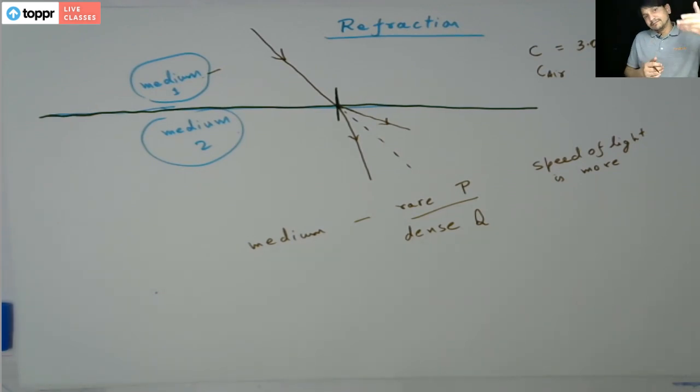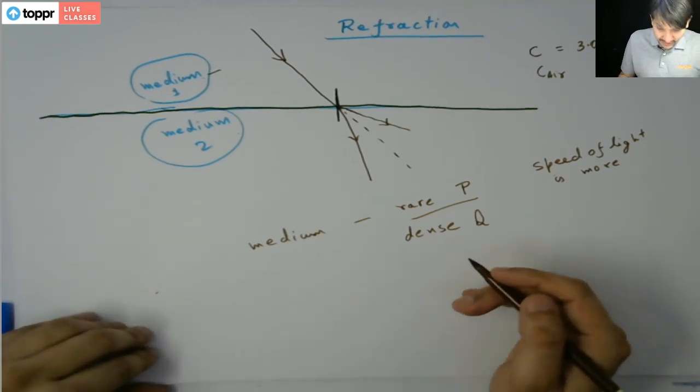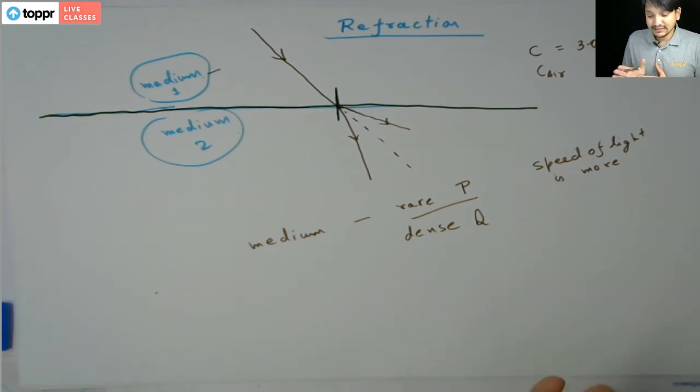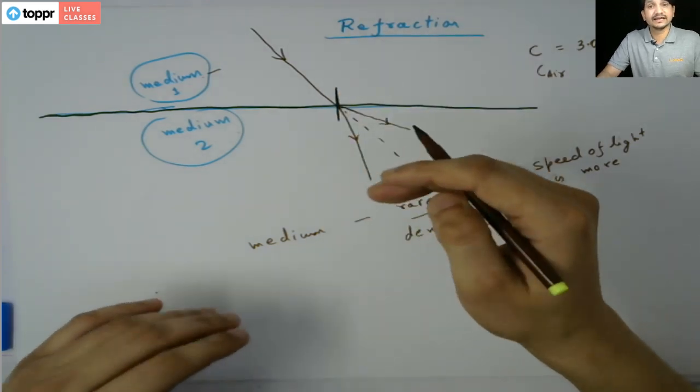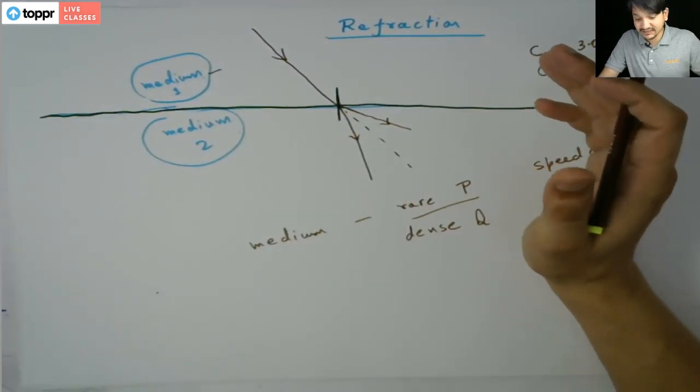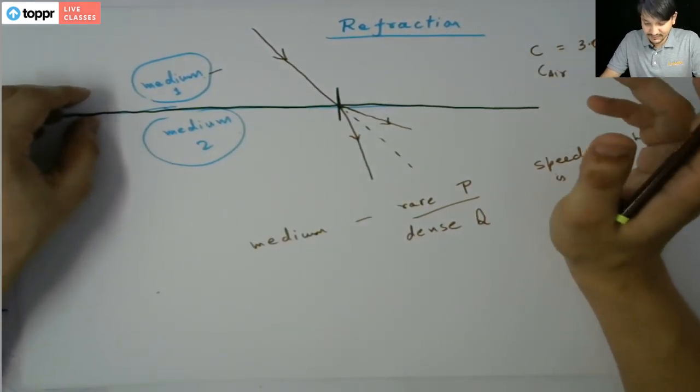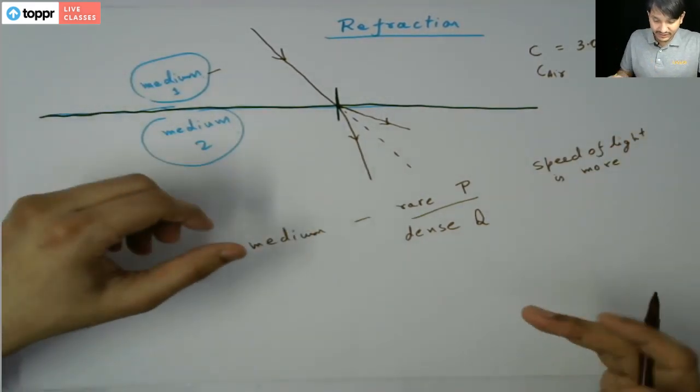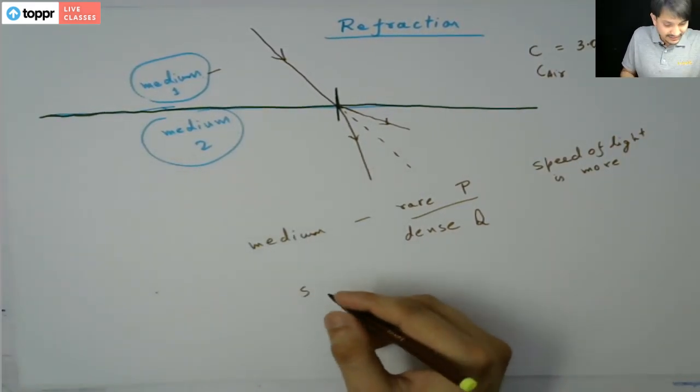Similarly, compared to air, water is dense. Compared to water, glass is dense. In comparison to glass, diamond is dense. So we have to consider how this bending is taking place and how we can explain this using Huygens principle. So first, before going into that, let's come to Snell's formula.